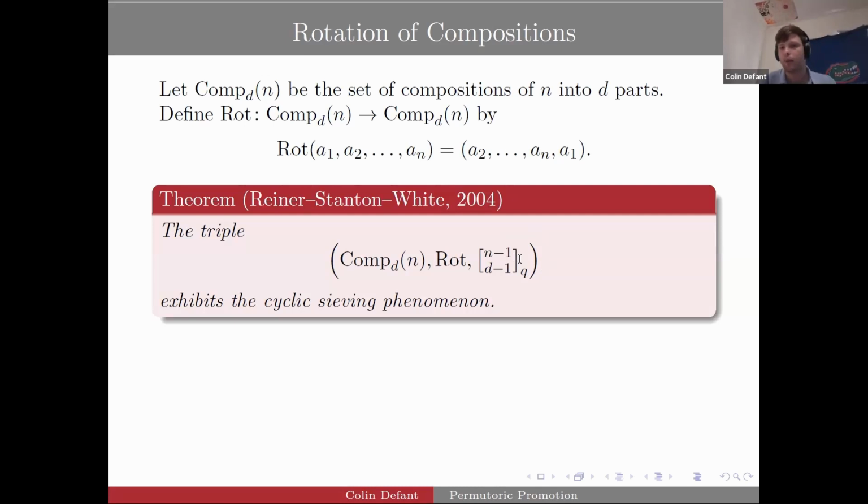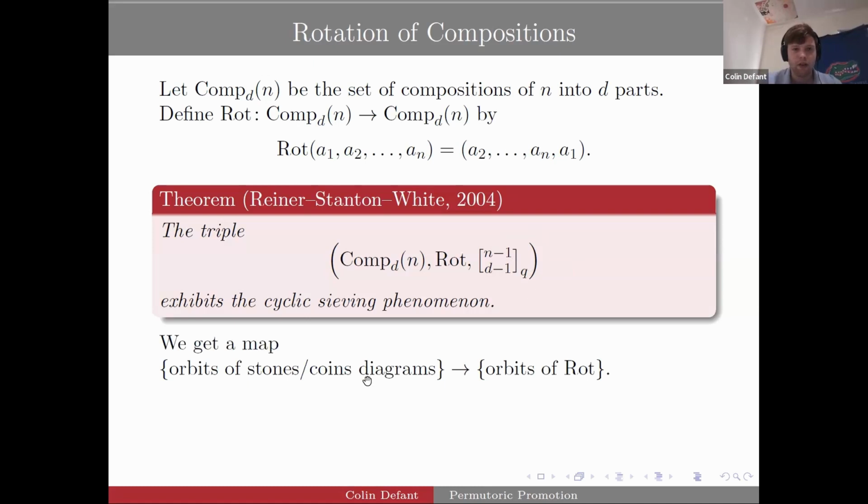And you might remember that this q-analog of the binomial coefficient was appearing in the main result that I presented earlier, that Hugh and Rachana and I proved for our cyclic sieving result. And that's basically because we get this map, which I just described, that goes from this bi-infinite timeline of stones and coins diagrams, and it produces an orbit of compositions under rotation. Okay, so we get this map here.